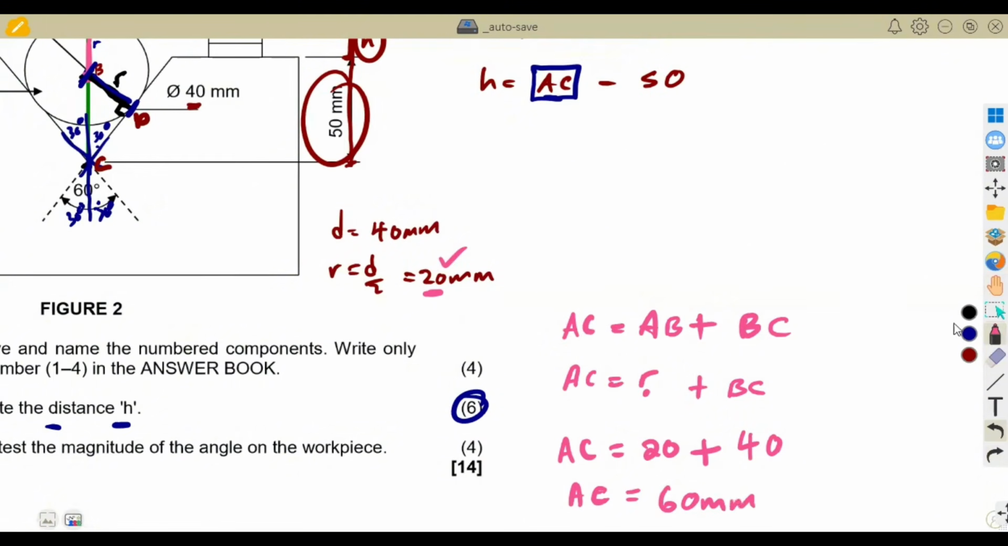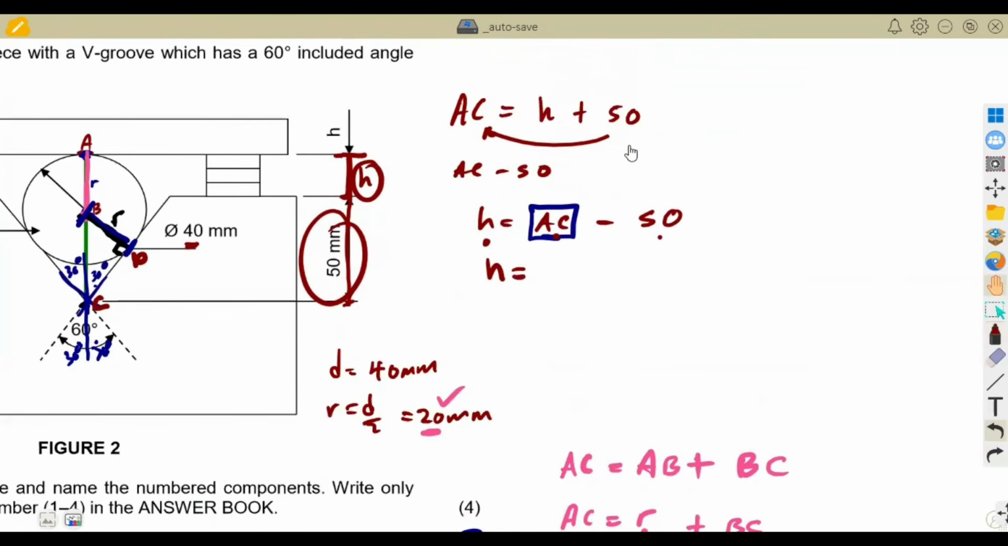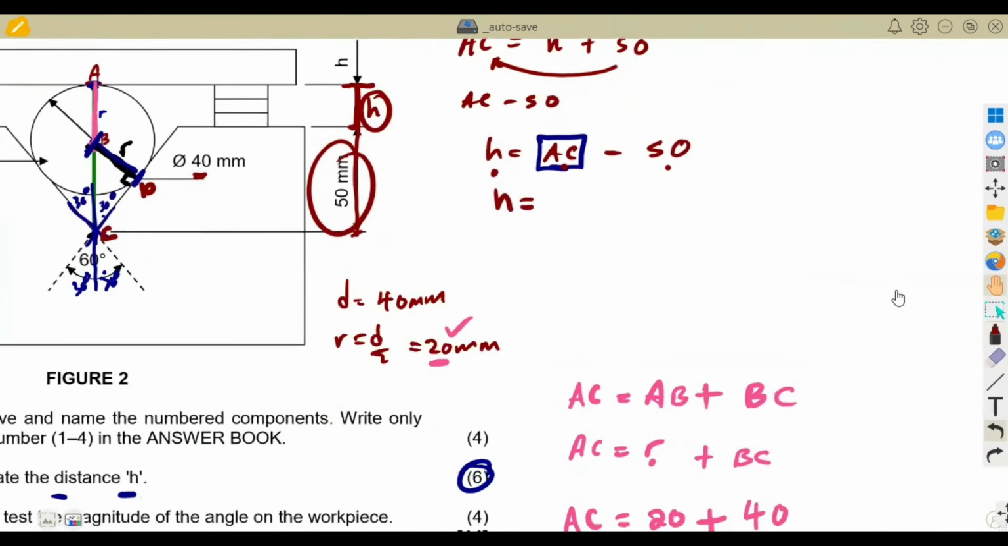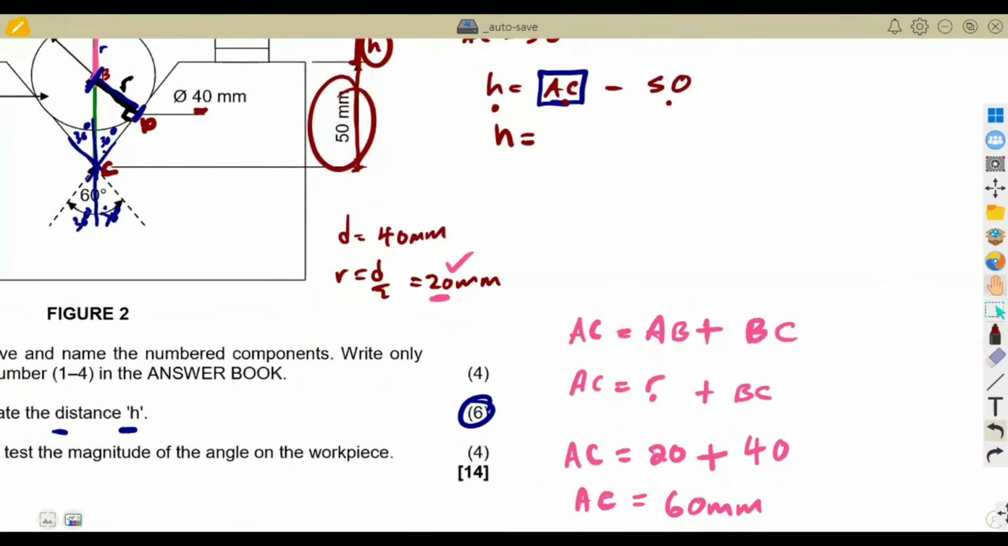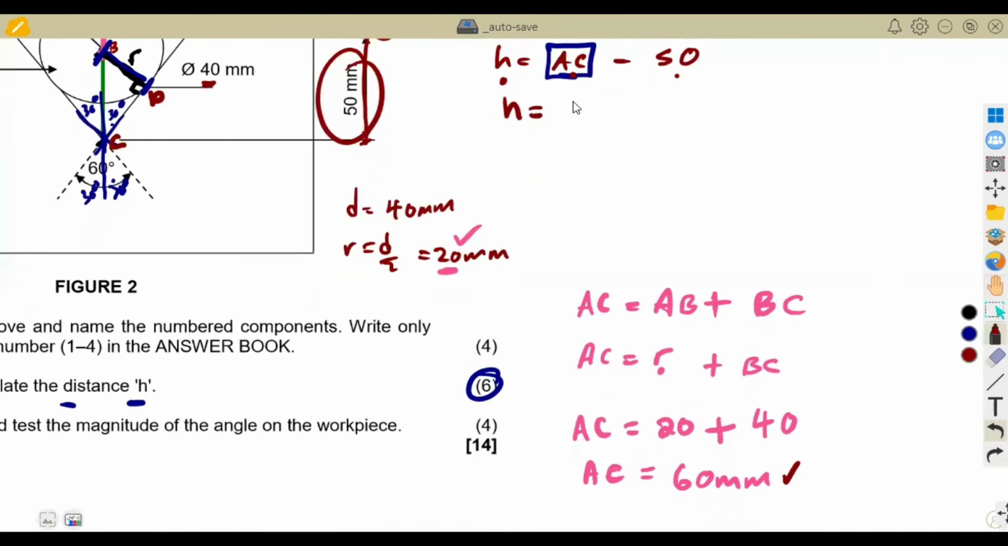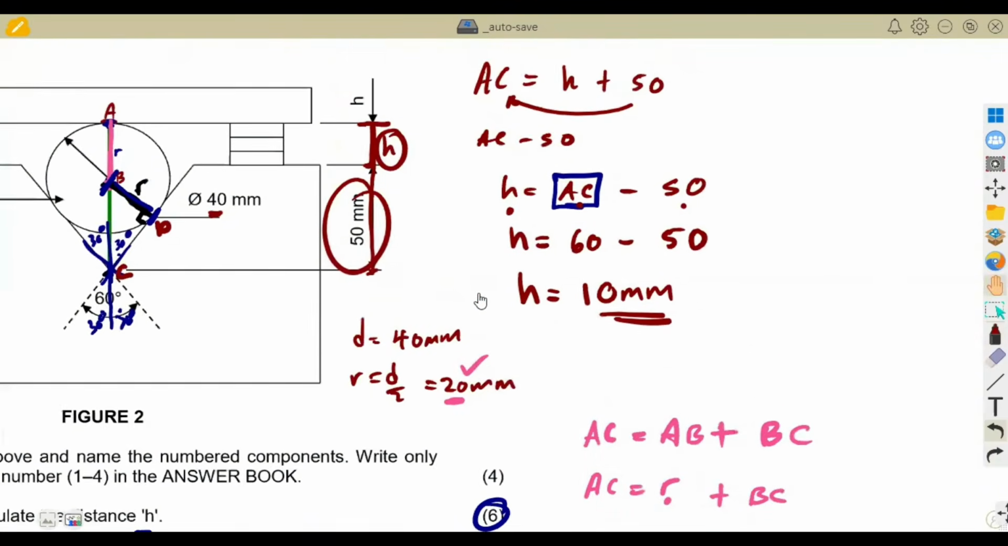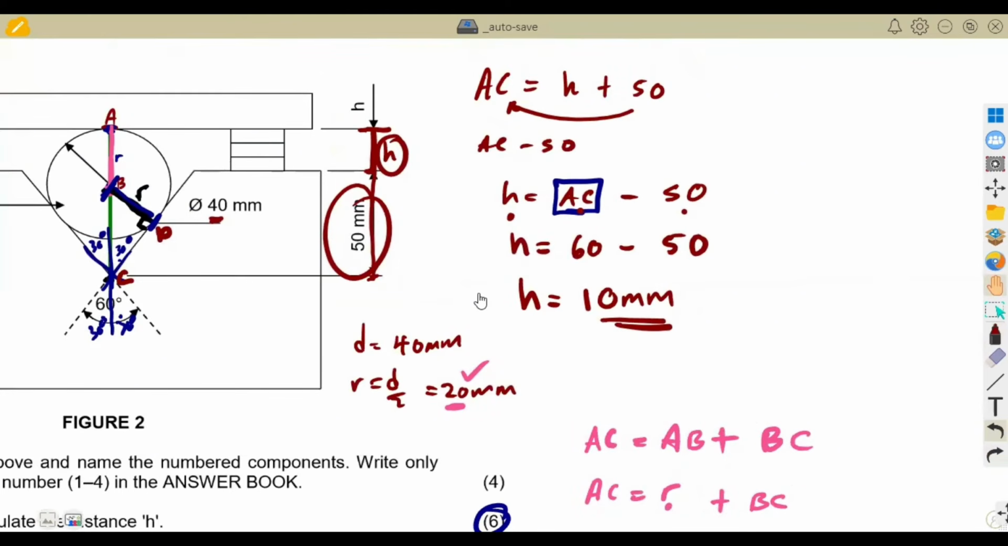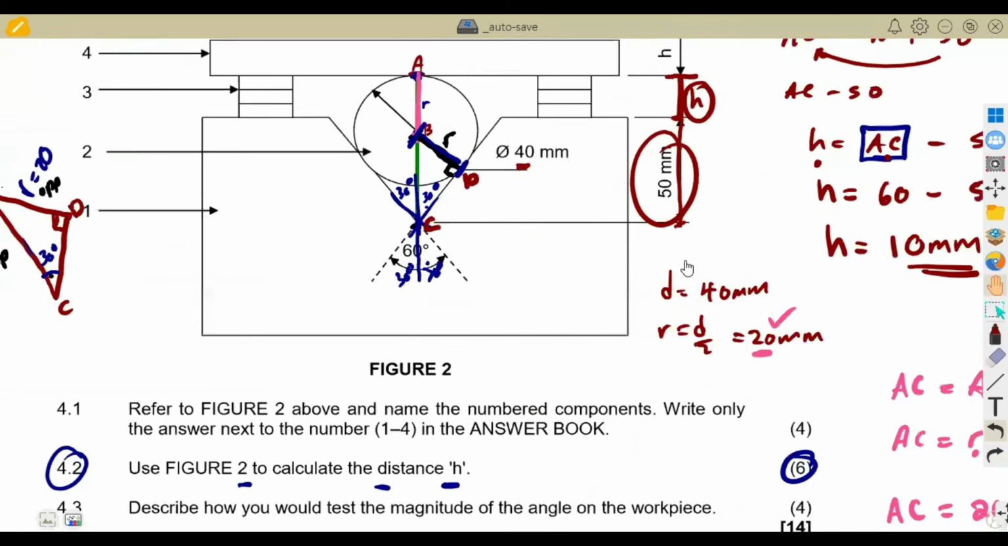So by finding AC, automatically we have the height. Why? Because we said the height is equal to AC minus 50 from that equation that we generated before. So it's just a substitution that we are simply making. Remember, we calculated our AC and got it as 60. So this is 60 minus 50. So H is going to be 10 millimeters. So that was our H there. Just like that. So there can be so many ways of working with this. We just hope with time, we are going to do all those things.